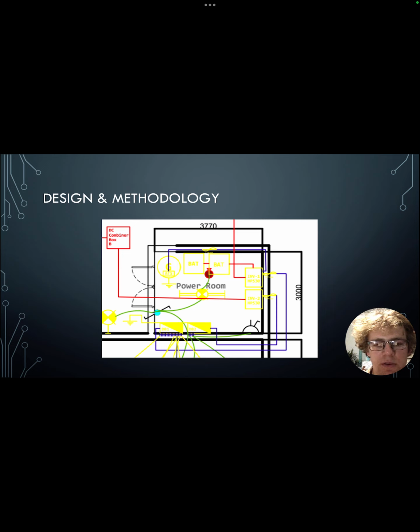We can see at the top left of the picture there's a DC combiner box B. There are 2 of those, so each of the solar arrays will have a combiner box, and also all of the DC fuses and DC disconnects are also placed in that area.